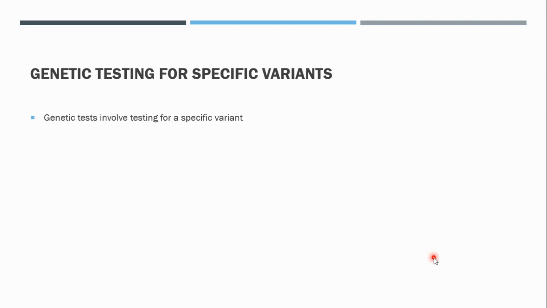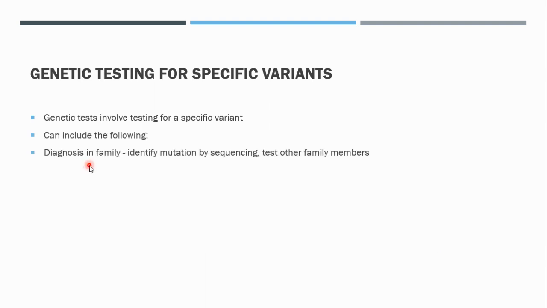So genetic testing is mostly used to look at a specific variant of a gene. And this could include the following. For example, we could look at a diagnosis in a family. So we would first identify a mutation in a single family member by sequencing. So we could identify a disorder and sequence the entire genome of one family member who presents with the disorder. Once we have identified the mutation during sequencing, we can then test other family members to see if they also have the same mutation that may be leading to the disorder, or if they are at risk of developing the disease.